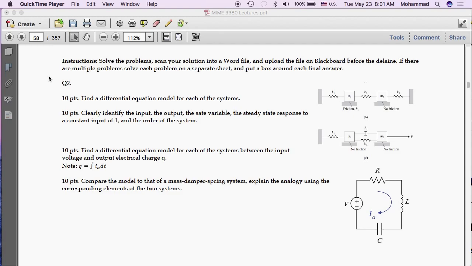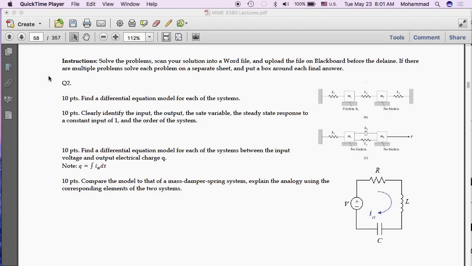So for B, there is no clear input. There is nothing that comes from outside that would cause motion. So that's where you have to choose based on the purpose of modeling. So potentially the input could be motion of one of the masses. Yeah, so it's your choice. And that was part of the question for you to realize that for input and output, many times you have a choice. It depends on your purpose of modeling.